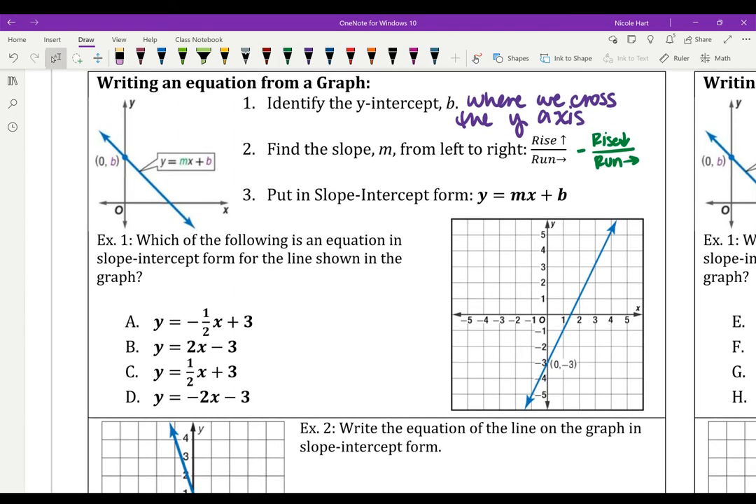And then lastly, we're just going to plug it into slope-intercept form. The very important part here is that y and x do not change. We are taking our numbers for m and b and plugging them in.